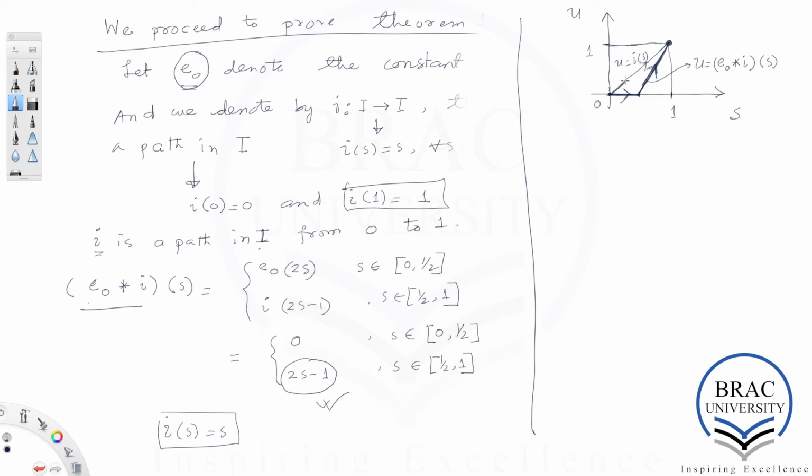And this path is u equal to I of s, right? So the description of the figure is the map I and E0 star I. Okay, good. Now I'm going to prove that these two paths drawn in the figure, I and E0 star I, are path homotopic.